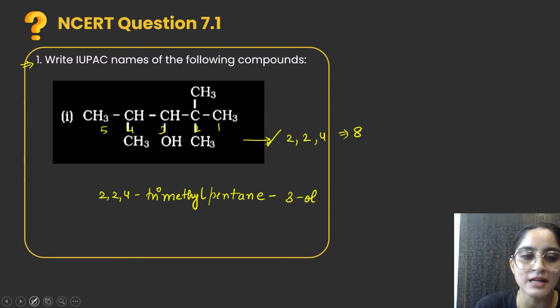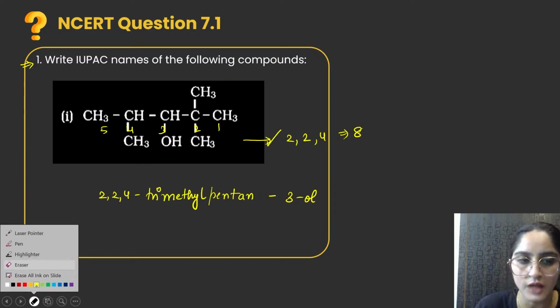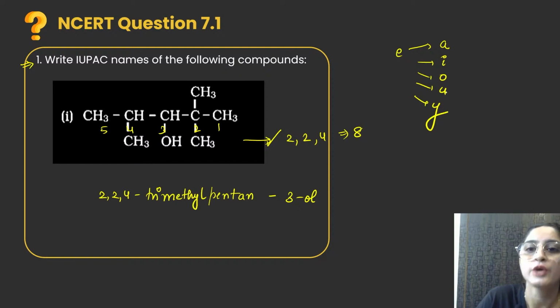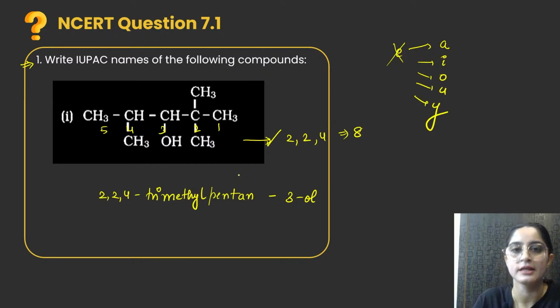Now I will cancel out this E here. What is the reason for cancelling this E? Because after E, if you have A, I, O, U, Y, you need to cancel out this E, okay? After E you can never have a suffix of A, I, O, U or any Y, right? So that is why I have cancelled this E here, right?